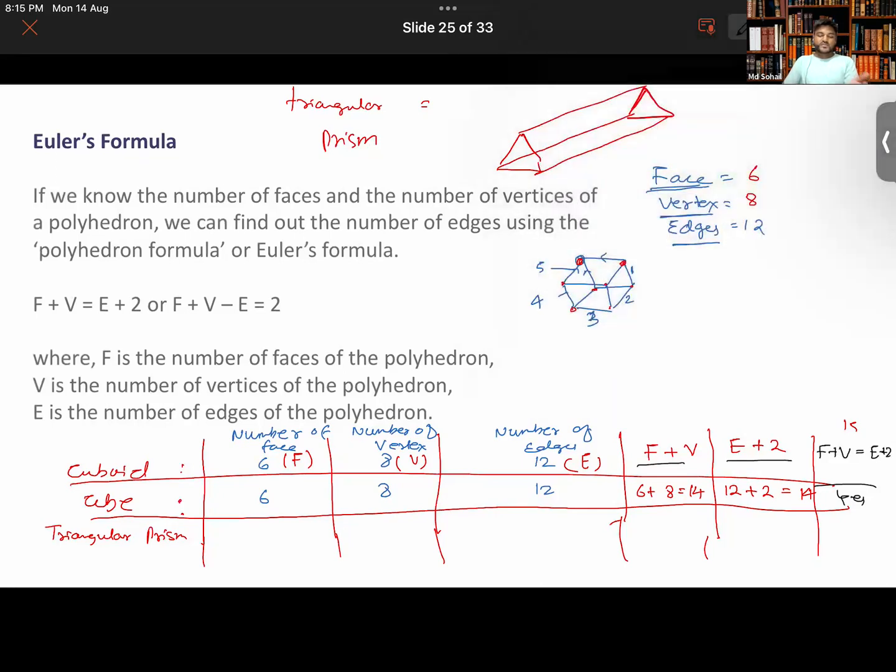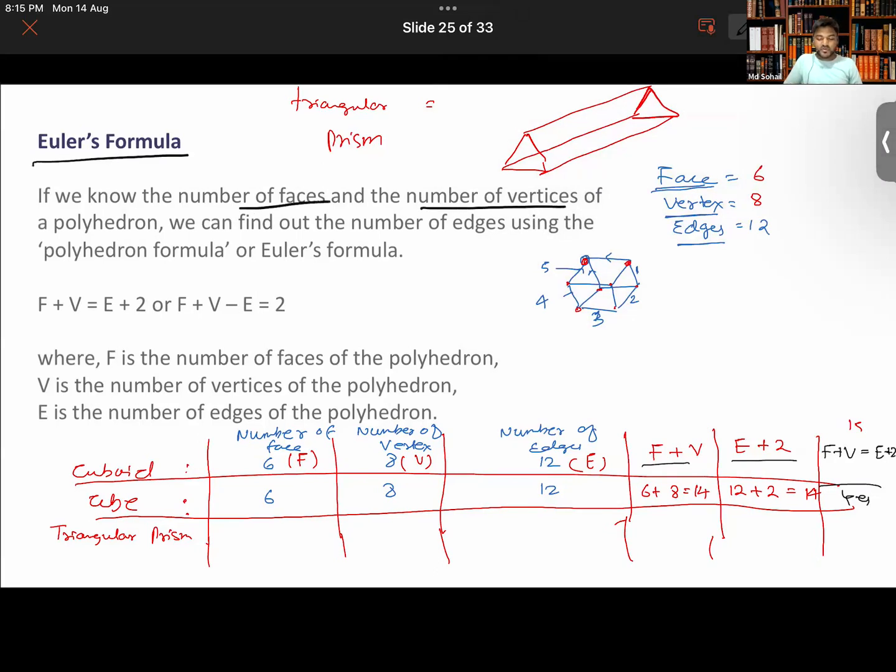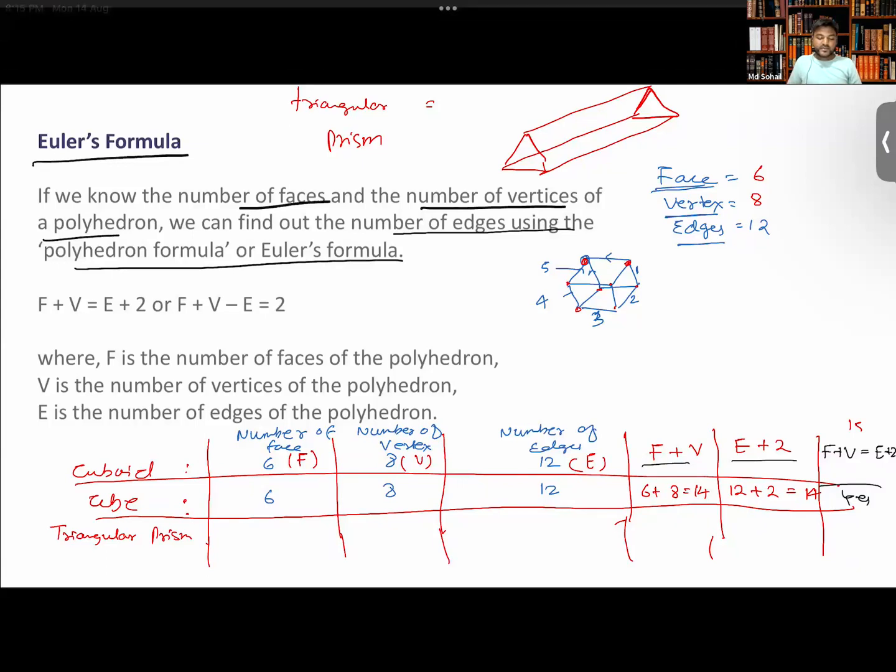So in Euler's formula, you will see that if we know the number of faces and the number of vertices of the given polyhedron, we can find out the number of edges using the polyhedron formula or Euler's formula. So that is the formula here. If the number of faces plus the number of vertices is equal to E plus 2, then it can be written as faces plus vertices minus edges equal to 2. So simply, if you are provided with any two values, the third value can be found out.